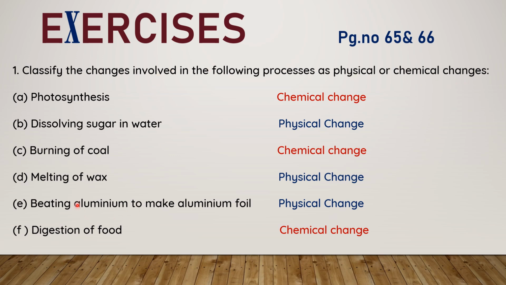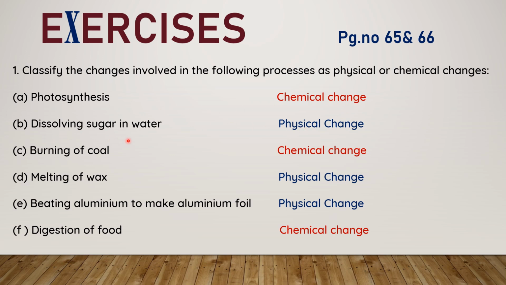So some changes are given here. Which one is a physical change, and which one is a chemical change? See, first one, photosynthesis. Photosynthesis is a chemical change because through that process plants prepare food using carbon dioxide and sunlight, and some chemical reactions happen. So definitely that change is a chemical change.